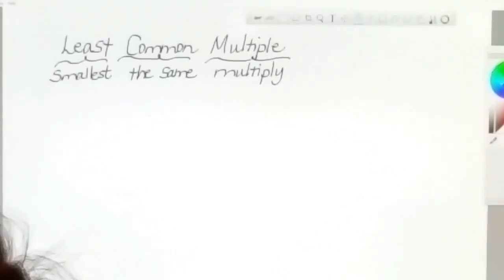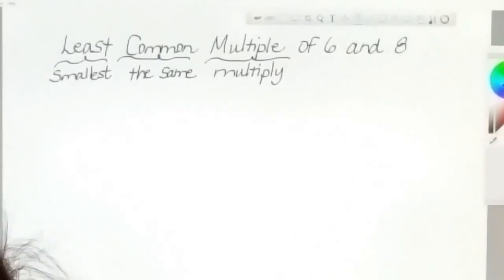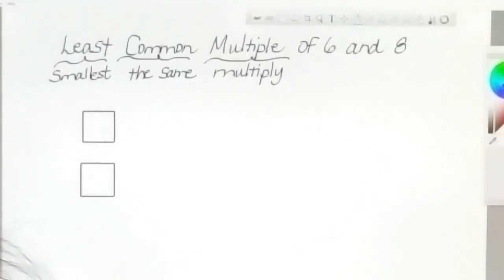So let's do the least common multiple of 6 and 8. If I think about multiplying 6 and 8, I would think 48. And that is a common multiple of 6 and 8, but it's not the smallest common multiple. So to do this one, you want to start with your two numbers. I like to put those in boxes, but you certainly don't have to. 6 and 8 are the two numbers that we're focused on.